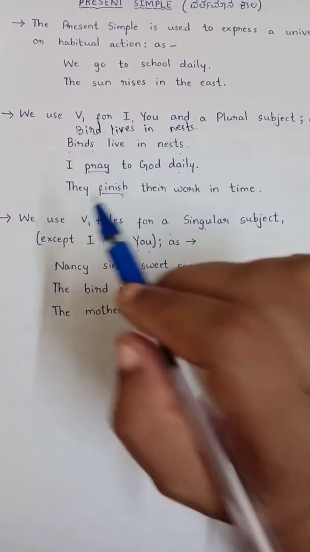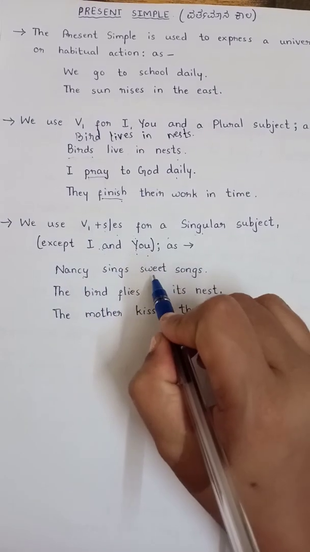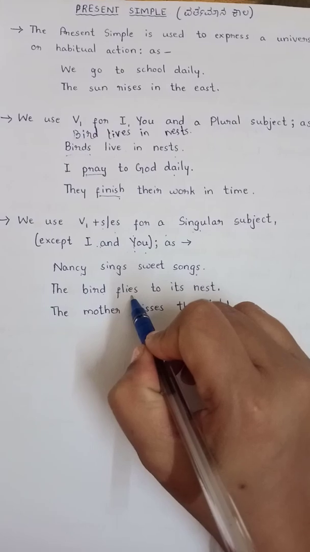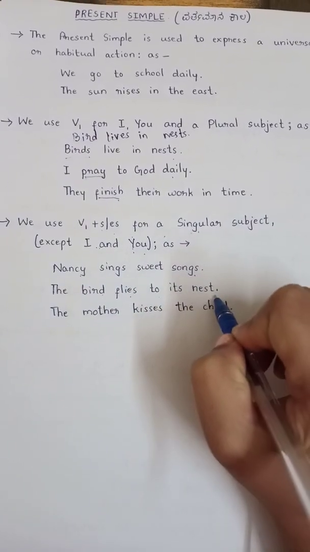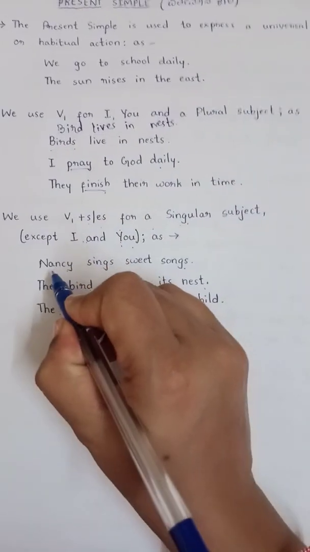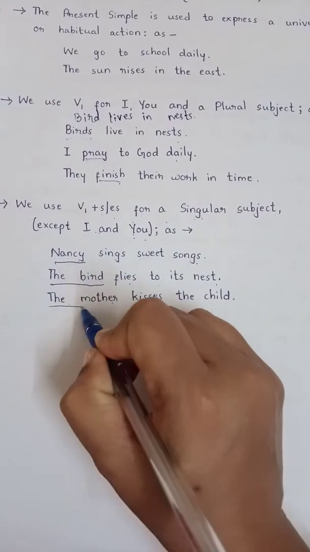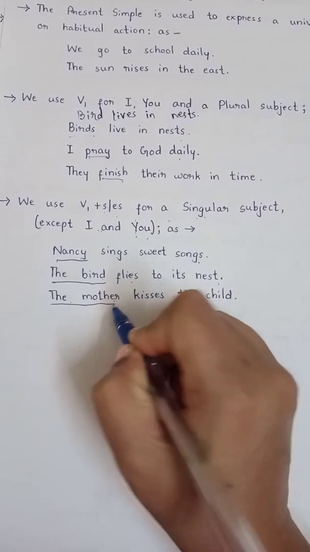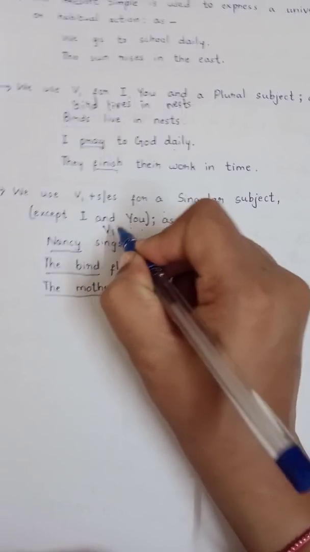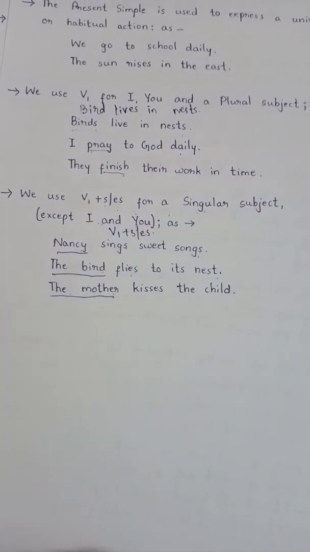the V1 form. See here, Nancy sings sweet songs. The bird flies to its nest. The mother kisses the child. Here the subject is singular. So what we will do? We will add S or ES to the verb form.